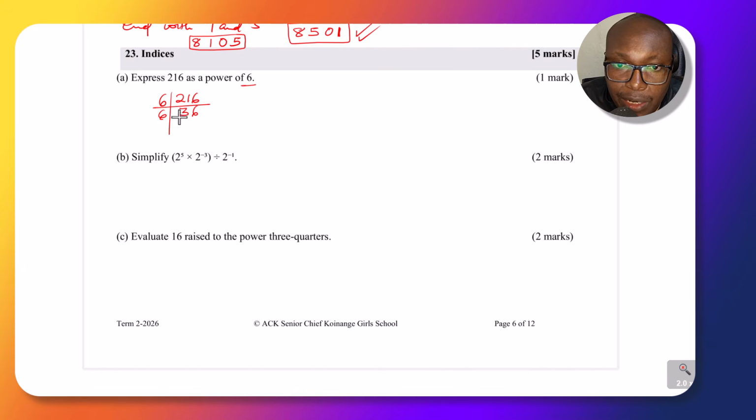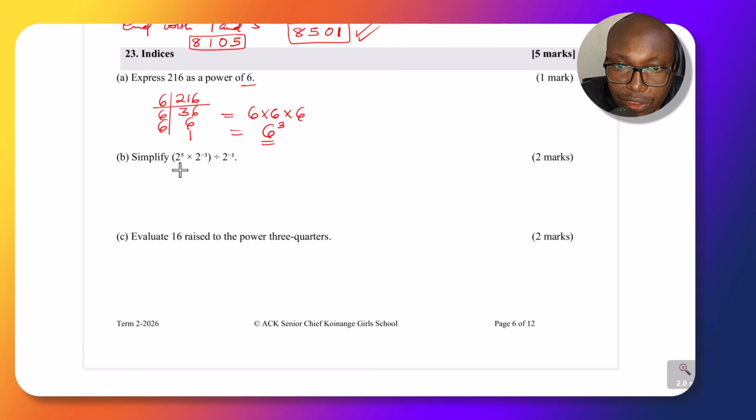Then 36 divided by 6, you get 6. Then 6 divided by 6, you get 1. So this will be 6 multiplied by 6 multiplied by 6, which is 6 to power 3. So you have expressed that as a power of 6. Part B, you're supposed to simplify. This is where you're going to apply the laws of indices.